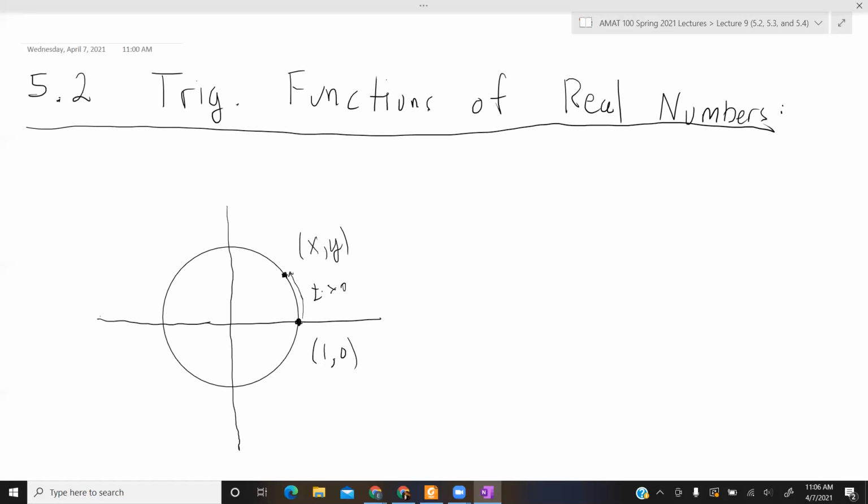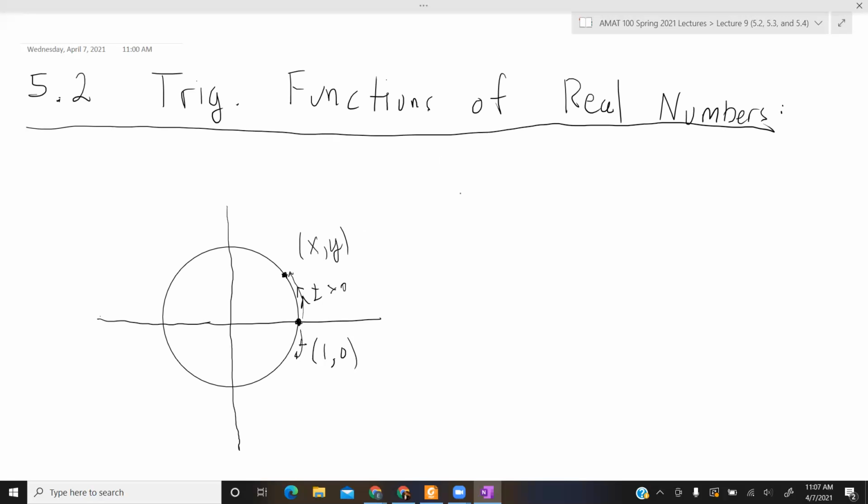Our convention was that if I give you a positive t value, that means you travel in this direction. And if I gave you a negative number, it means you traveled in this direction. And we found that two different values of t can give you the same point on the circle.